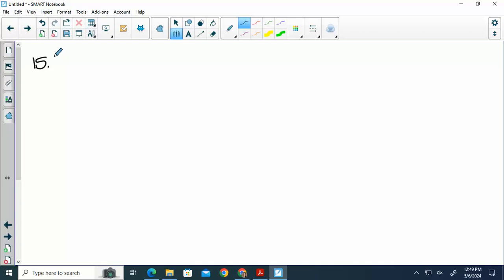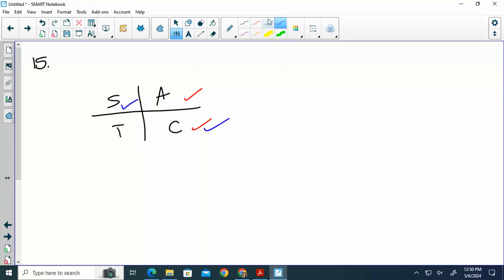Okay, so problem 15. We have: indicate the quadrants in which the terminal side of theta must lie in order that cosine theta is positive. So if cosine theta is positive, in which of those quadrants is cosine positive? One. Okay. And tangent is negative. When is tangent negative? So the only one that works is quadrant 4.